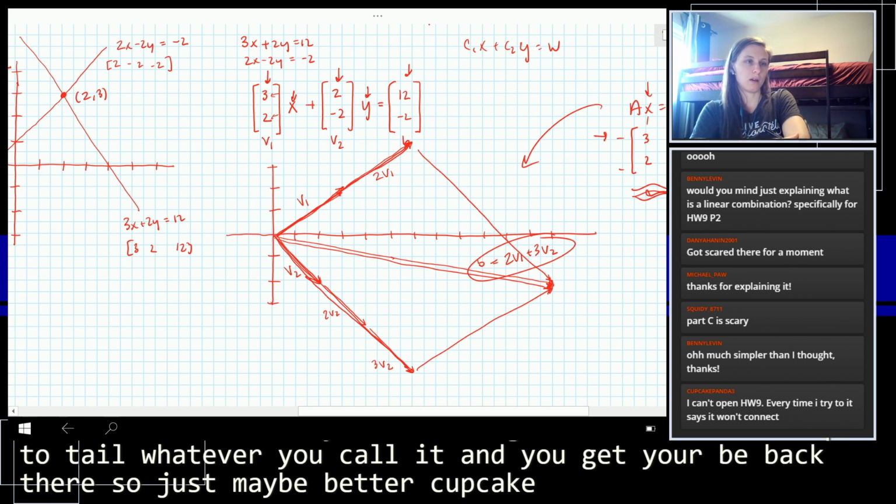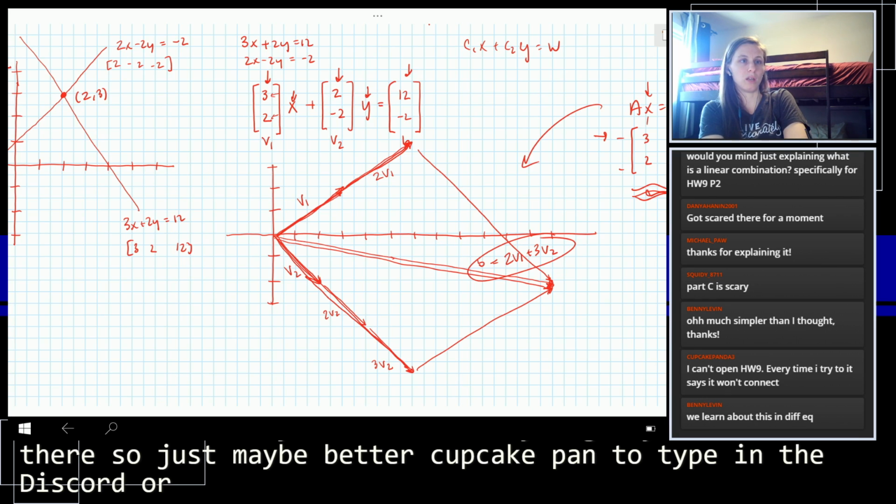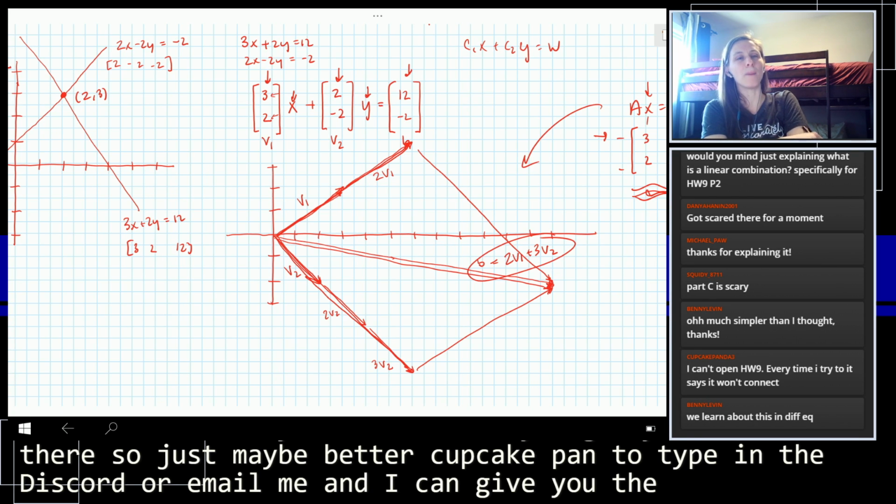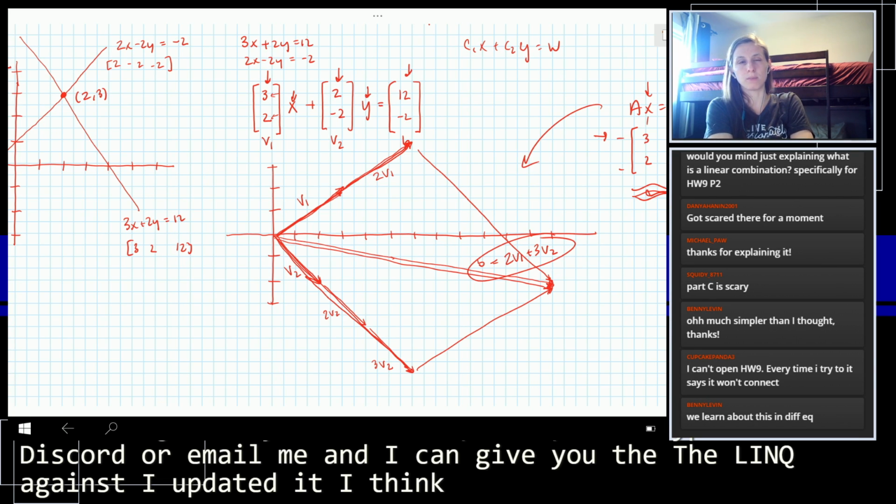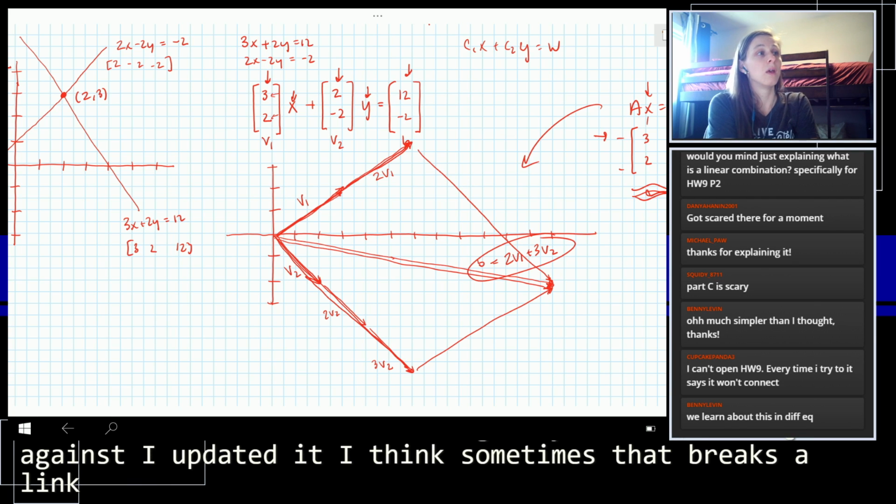Cupcake Panda, type in the Discord or email me and I can give you the link again. I updated the document, I think, and sometimes that breaks the link for people.